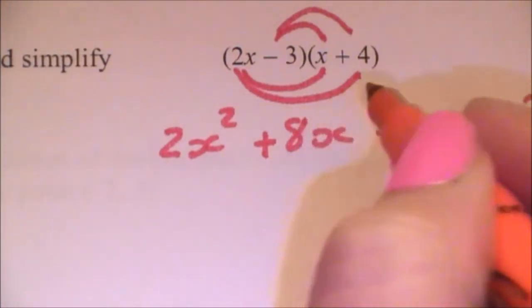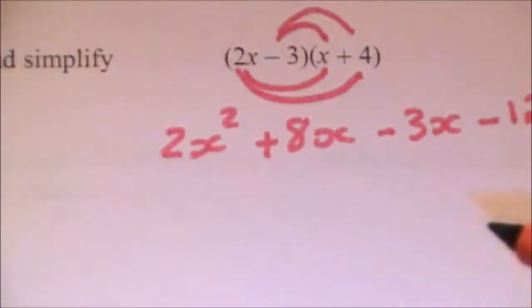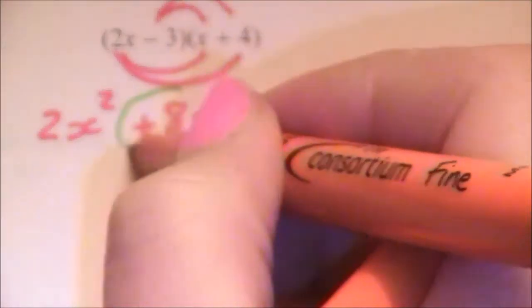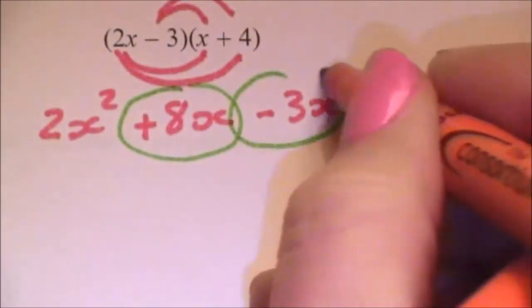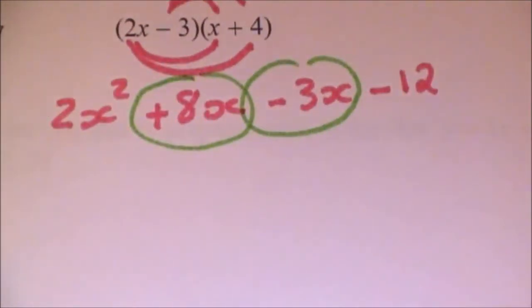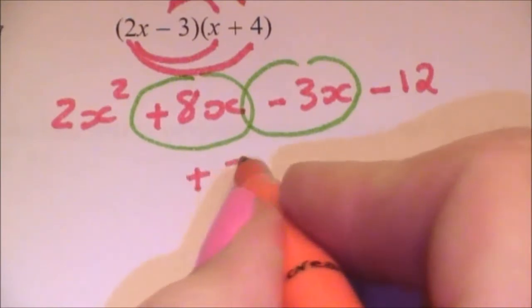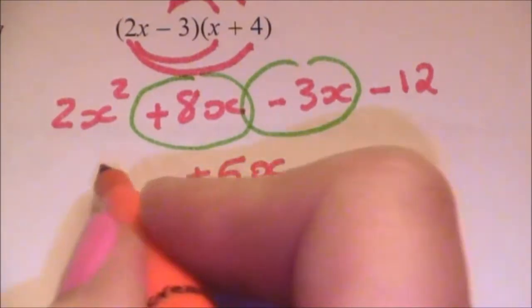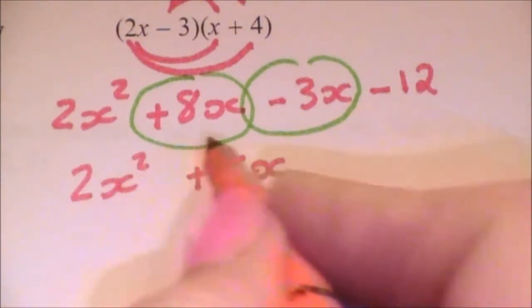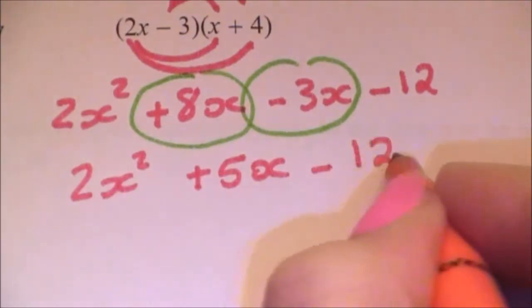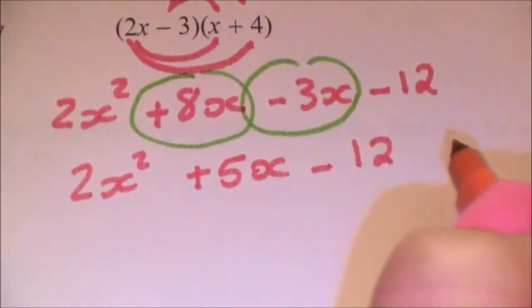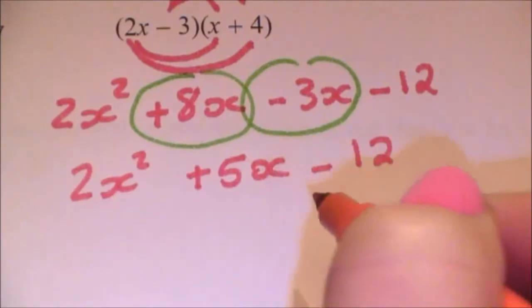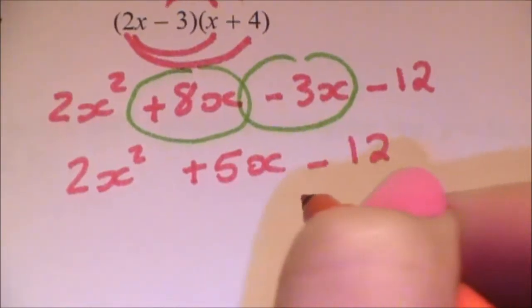Then I'm going to collect and simplify. That's a positive 8x, that's a negative 3x. So they're going to go together to give me a positive 5x. I've done nothing with that 2x squared, and I've done nothing with that negative 12. And the final answer is 2x squared plus 5x minus 12.